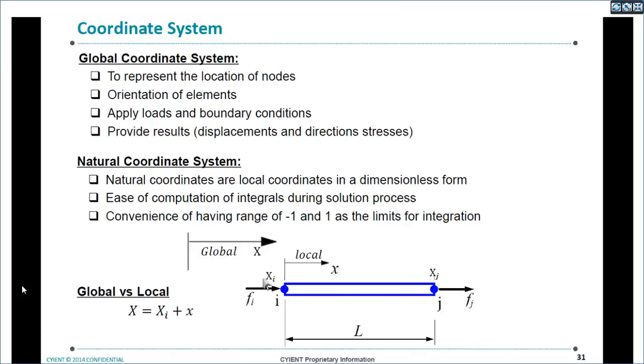But shape functions use another coordinate system, the natural coordinate system. So just to understand what this natural coordinate system is: it is a dimensionless coordinate which ranges from minus 1 to 1. It makes computation of integrals and formulation very easy, so it is exclusively used in finite element formulations.